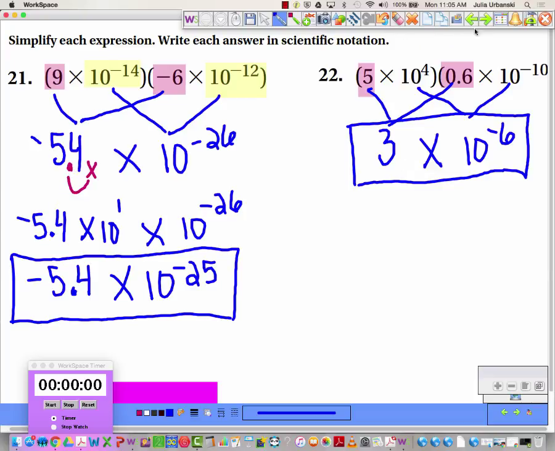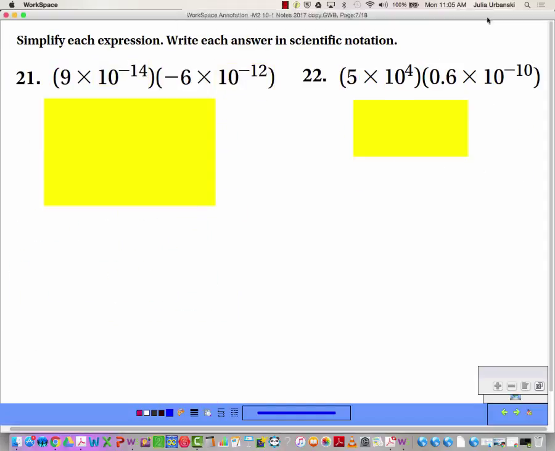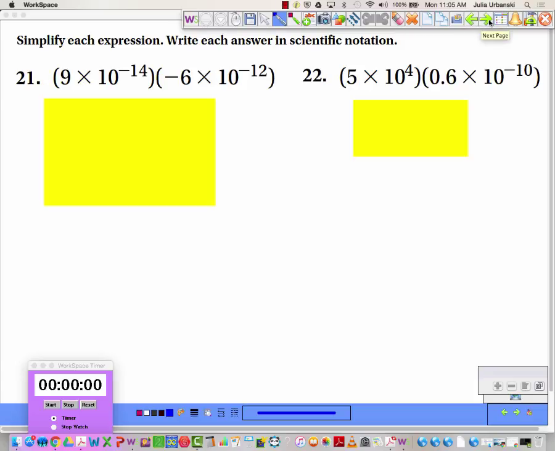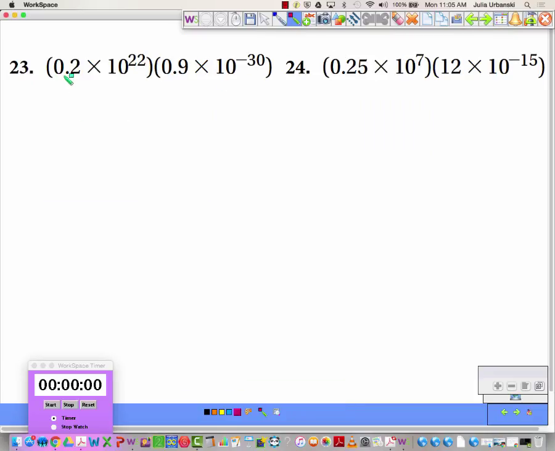All right, number 23. Try that right now. Just 23 on your own. Multiply the two numbers together first, and then combine. I'm sorry, I just need you to do the first step. Multiply these together first, and then combine the powers of 10. Just the first step, and then stop.